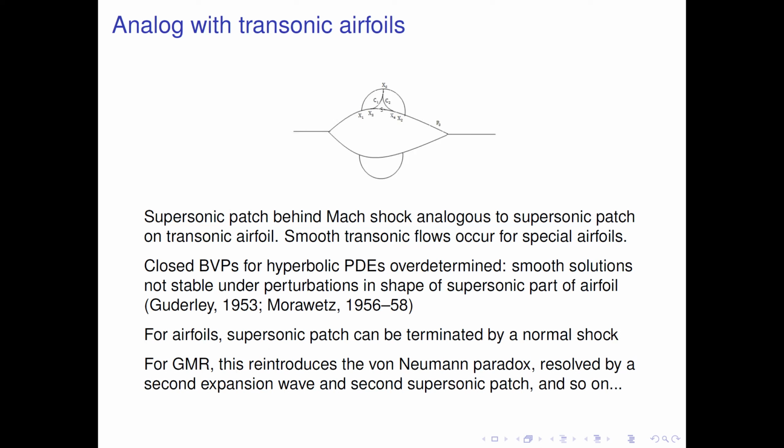The basic idea, going back to Guderley and Busemann and so on, is you look at what's called a Frankl problem. You have boundary conditions on the elliptic region out here. Then you have this supersonic patch here, and you're not free to impose boundary conditions everywhere, because if you impose boundary conditions here and here, you've got a hyperbolic problem and you're trying to solve a boundary value problem for it. This is trying to illustrate what's called a Frankl problem.